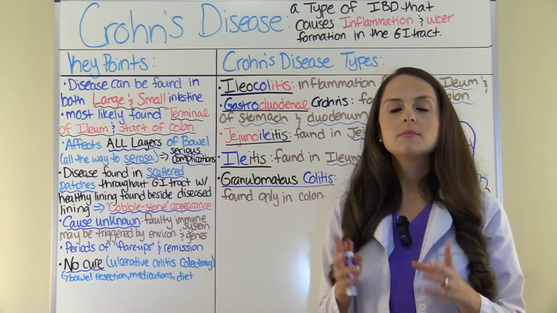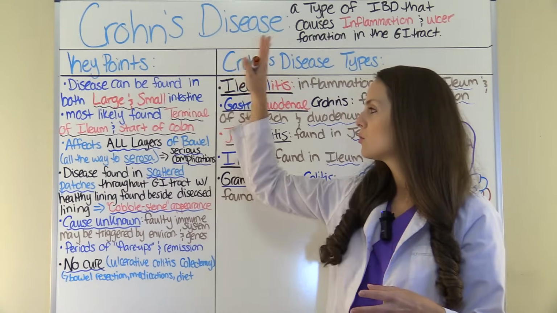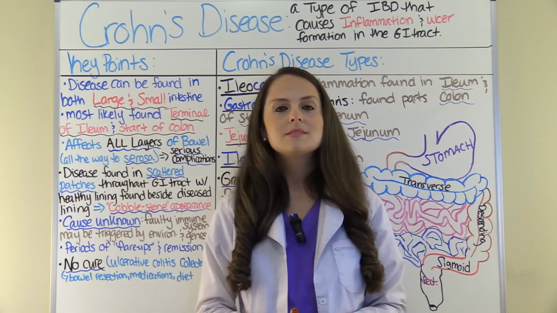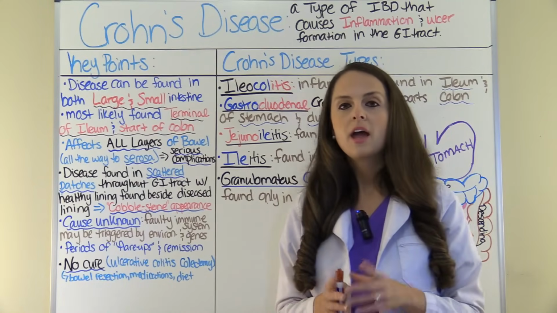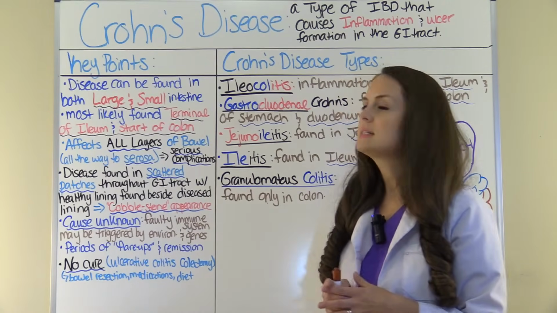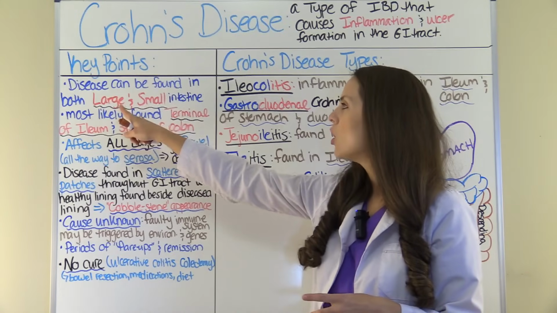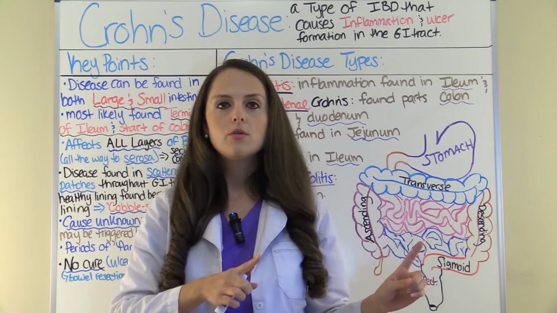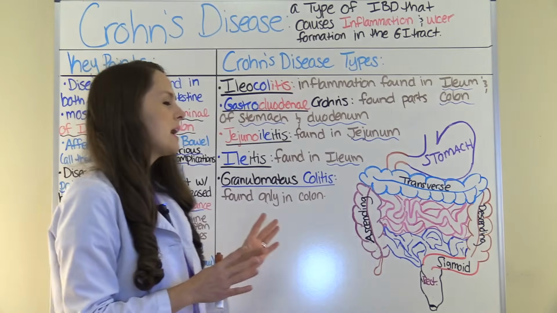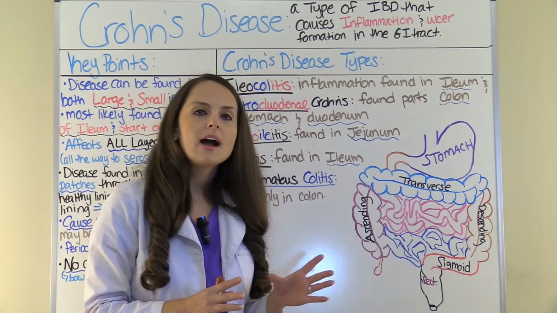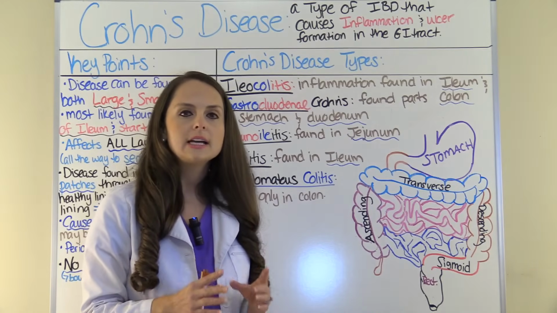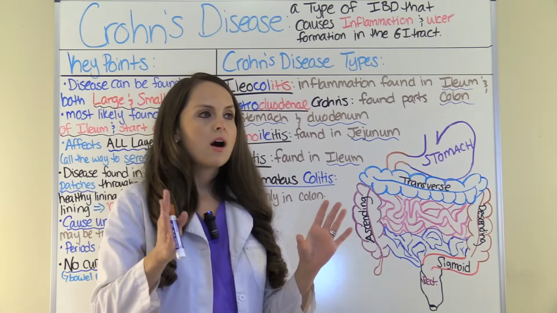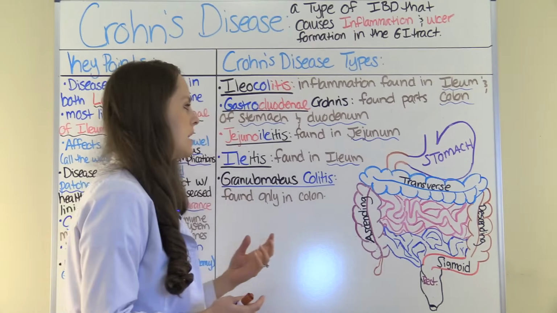Now, let's talk about some key points that you need to remember about Crohn's so you can understand the nursing interventions, the signs and symptoms, and all that goes together. Okay, first, Crohn's disease can be found in both the large and small intestine. So let's go back and review our anatomy. Because whenever we talk about ulcerative colitis, it is found specifically in the large intestine. Crohn's can be anywhere, from really the mouth to the anus. So let's go over our GI anatomy.